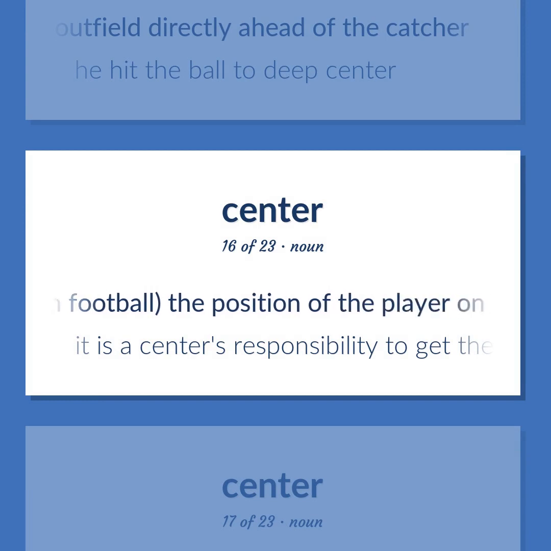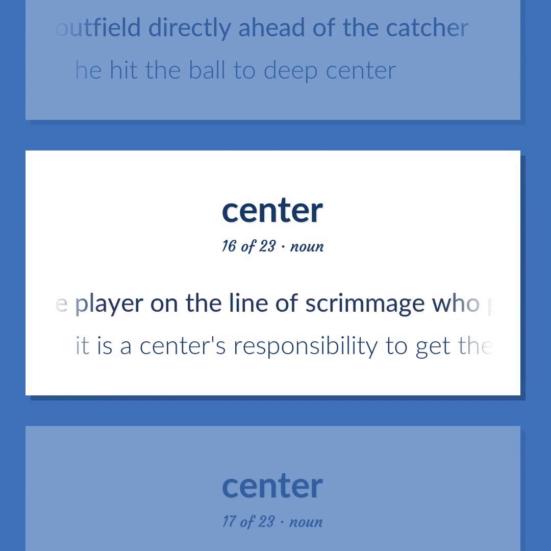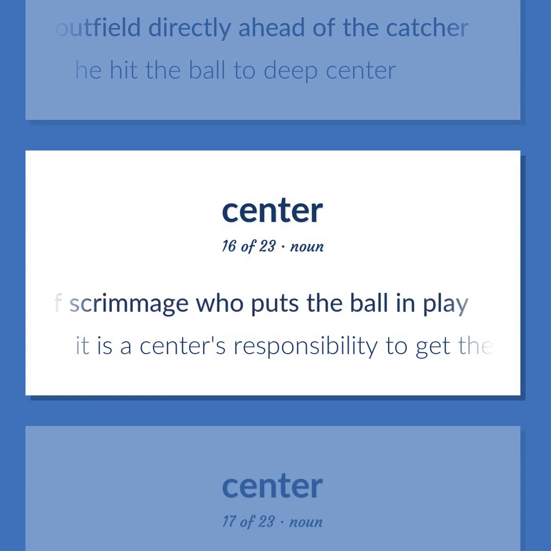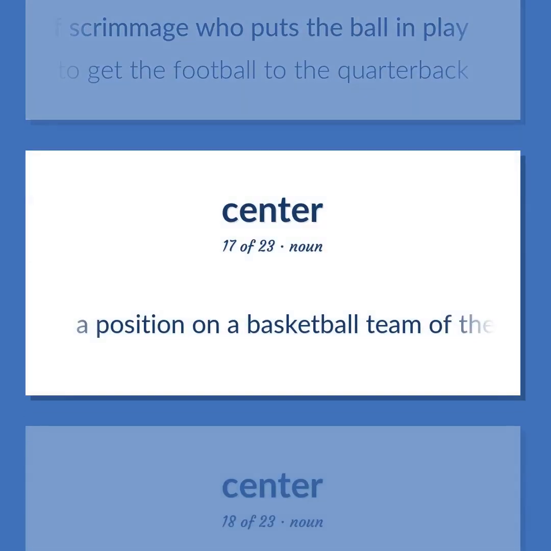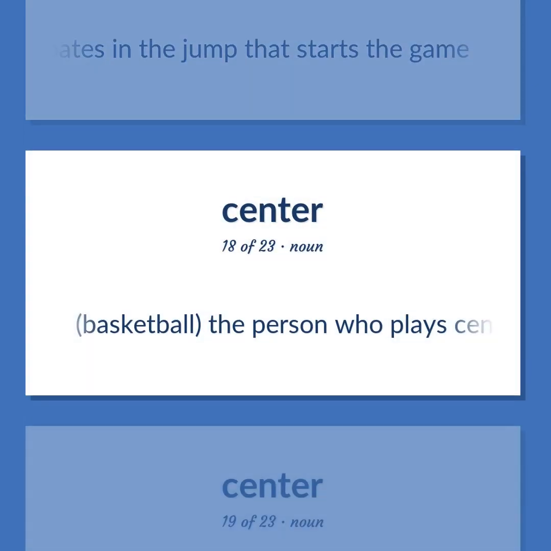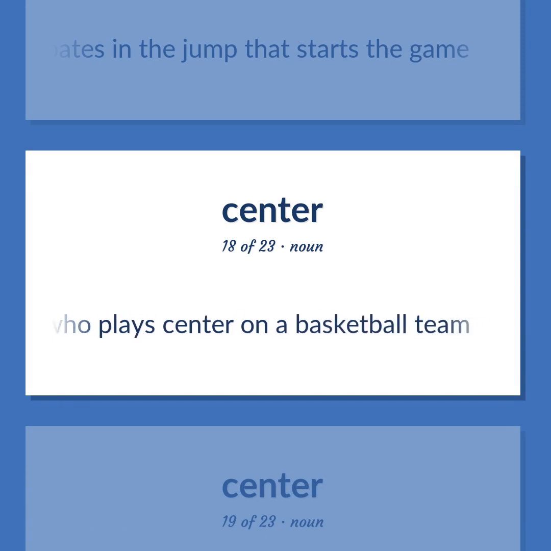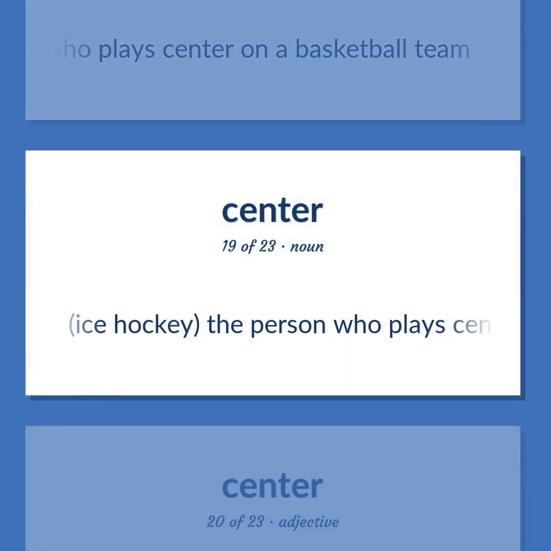American football. The position of the player on the line of scrimmage who puts the ball in play. It is a center's responsibility to get the football to the quarterback. A position on a basketball team of the player who participates in the jump that starts the game. Basketball. The person who plays center on a basketball team. Ice hockey. The person who plays center on a hockey team.